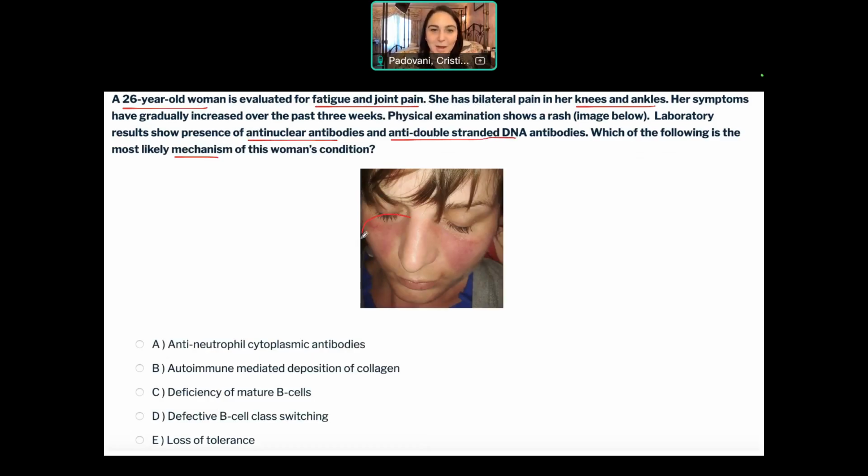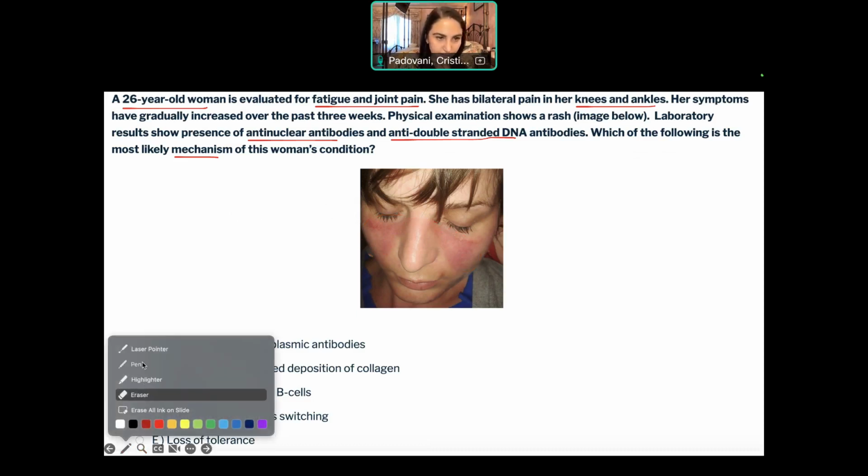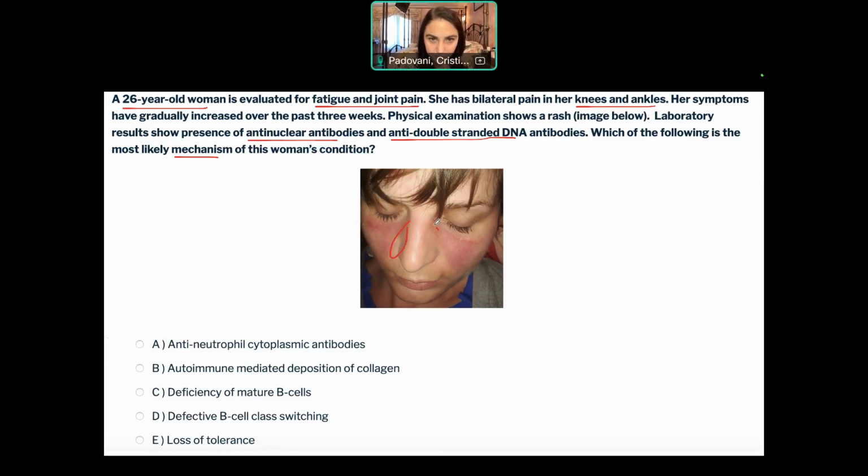So we have a malar rash. Here's your butterfly rash. It's going to be on the bilateral cheeks and the nasal bridge. And remember, it spares the nasolabial folds. You can see here, it spares the nasolabial folds right here. So this is lupus. It even tells us ANAs are positive and anti-dsDNAs are positive. We get the joint pain in the bigger joints, so knees and ankles. So this is lupus, not rheumatoid arthritis.